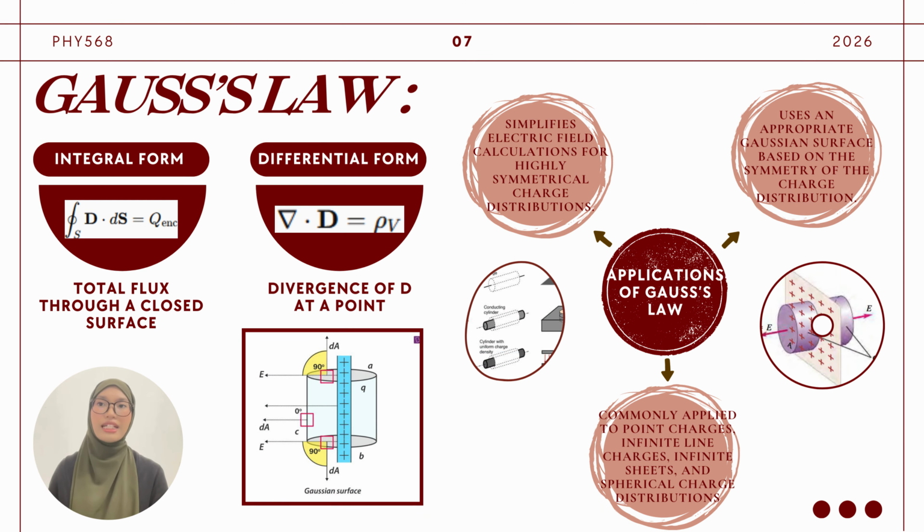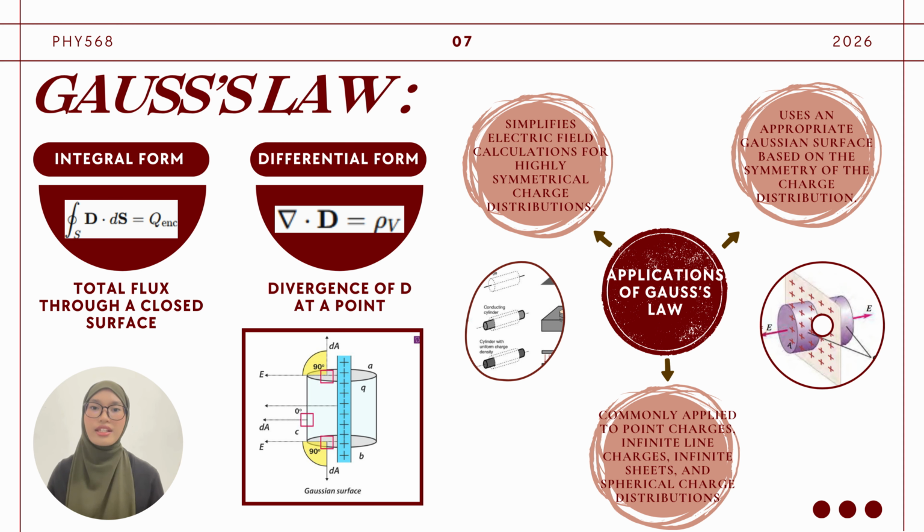next topic. Gauss's law establishes the relationship between the total electric flux passing through a closed surface and the total charge enclosed within that surface. It can be expressed in two forms. The integral form considers the total electric flux through an entire closed surface. Meanwhile, the differential form describes the behavior of the electric field at a single point.